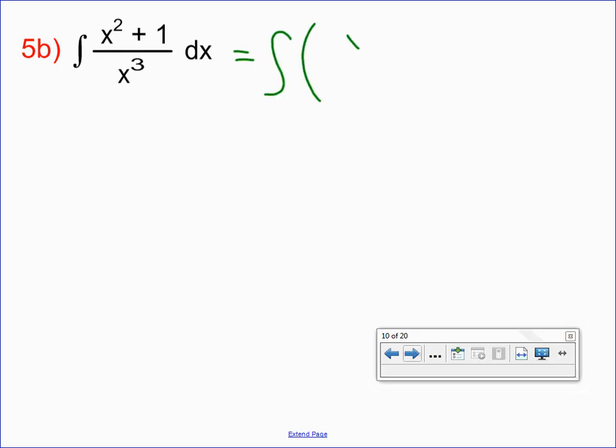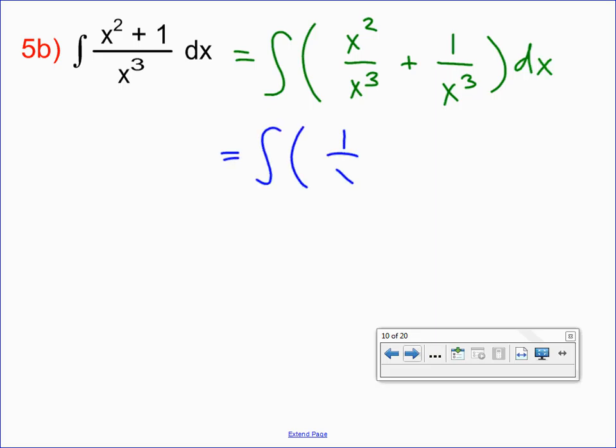It looks like x squared over x cubed plus 1 over x cubed. And now it looks like that'll reduce nicely. This becomes the indefinite integral of the quantity 1 over x plus 1 over x cubed. And now we can integrate term by term. And so it looks like my first one, natural log rule, plus c, I'll group with the second one.